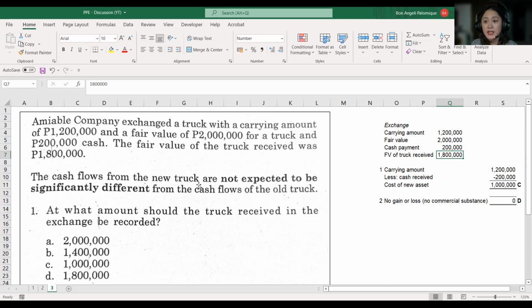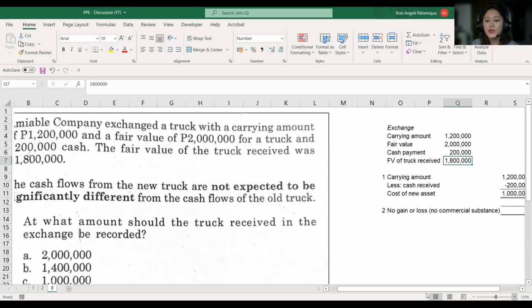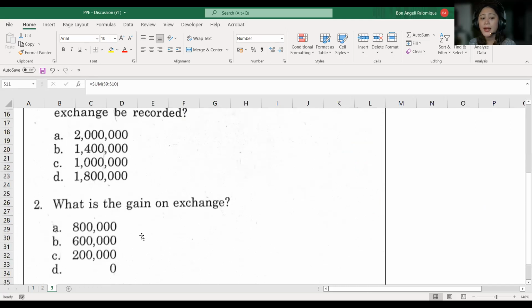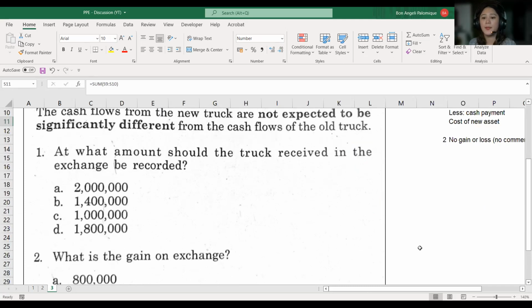Pag walang commercial substance, kailangan mo tandaan is based on the carrying amount and walang gain or loss. So, what amount should the truck be exchanged? Magkano daw? So, sabi natin, based on carrying amount niya is 1.2. Tapos, yung cash na iyong binayad, less cash payment. So, nagbayad ka ng 200,000. So ang cost mo is 1 million, letter C. May gain or loss ba for number 2 question? Wala, kasi based on carrying amount.